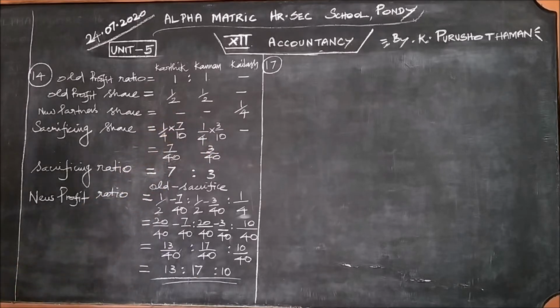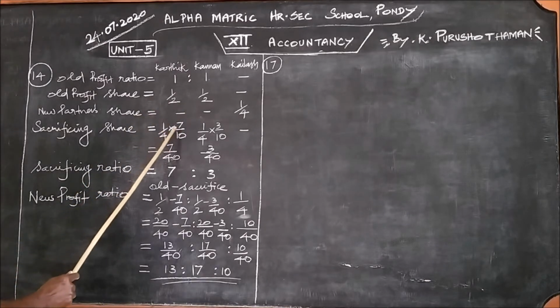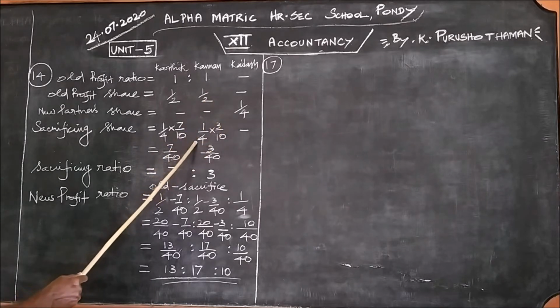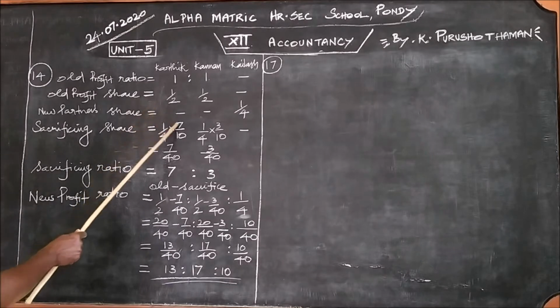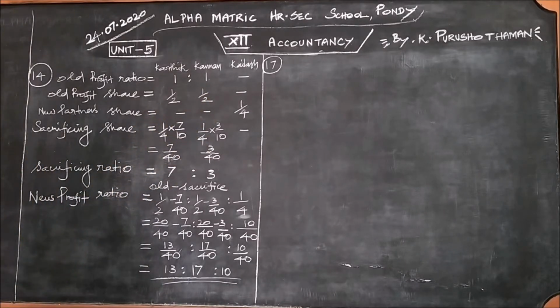In multiplication it is easy. No question of finding the equal denominator, etc. Numerator with the numerator, denominator with the denominator. You can multiply straight away. That is 7 by 40, 3 by 40. And since the denominators are equal, we can write this as 7:3. Don't think about what ratio they are dividing, 7:3, that is the answer written here. This is different. This 7:3 is different.